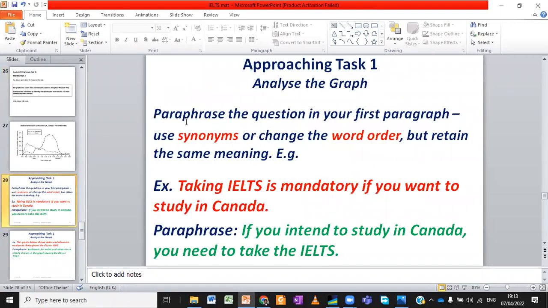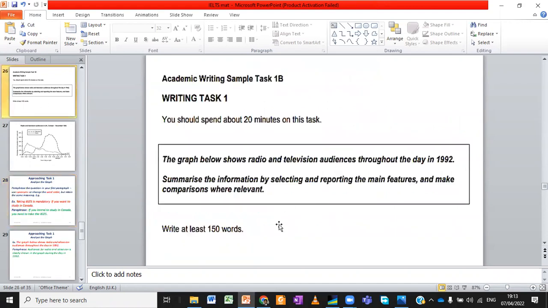Now, the first step is to paraphrase the question. I know the major challenge most IELTS candidates have is how to begin the task, how to begin their response. So the first thing is to paraphrase the question. Sorry, the question is, the graph below shows radio and television audiences throughout the day in 1992. So when starting the first paragraph, your first sentence, just rephrase the question.